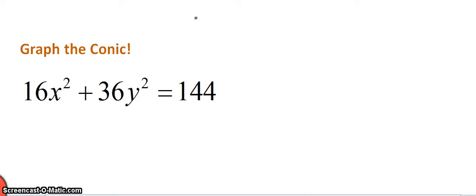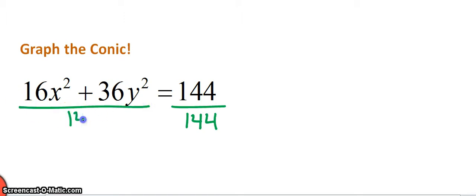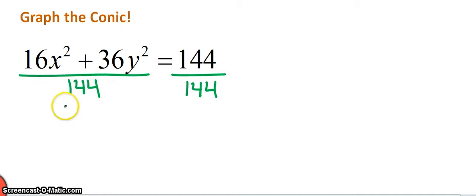Say you have this equation here and you want to graph it. First of all, I'm telling you right now it is an ellipse, but it's not in standard form because it's not set equal to 1. So in order to get this 144 set equal to 1, we'd have to divide by 144. But whatever we do to one side, we have to do to the other side. So you're really dividing every piece by 144. So we can go ahead and simplify these fractions.